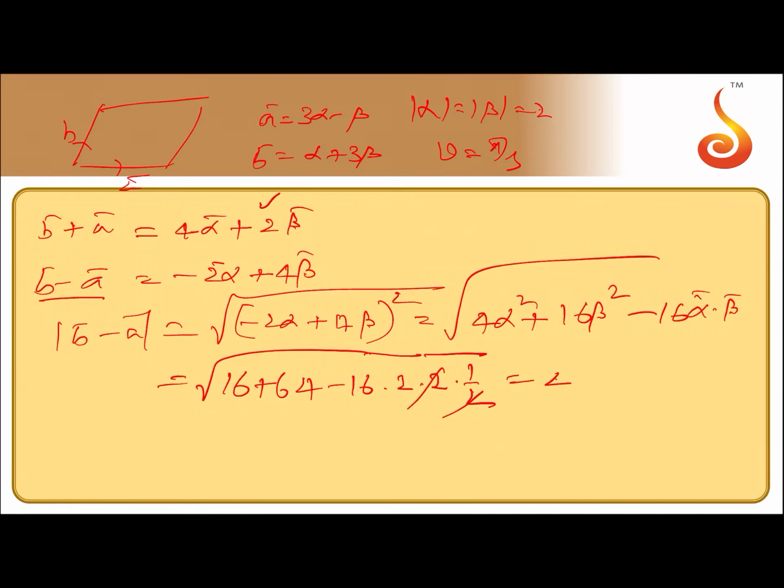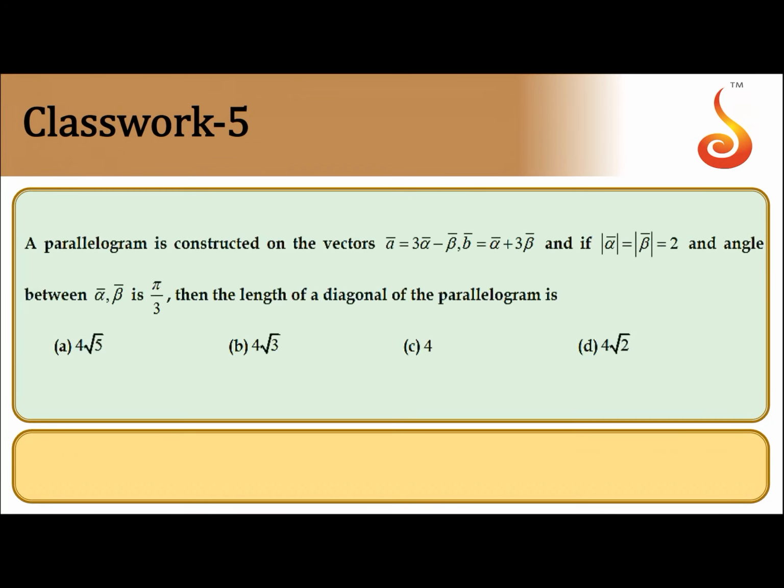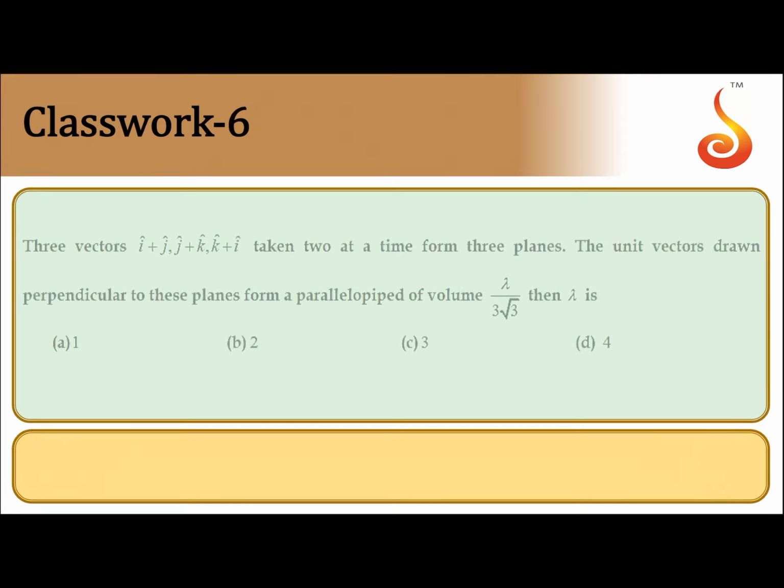Cancellation, I think 16 taken outside will be getting 4 root 1 plus 4 minus, 16 taken out will be getting 2. Of course, 5 minus 2, 3. So 4 root 3. So the answer for the diagonal is equals to 4 root 3. B is answered. Yes. The next one.